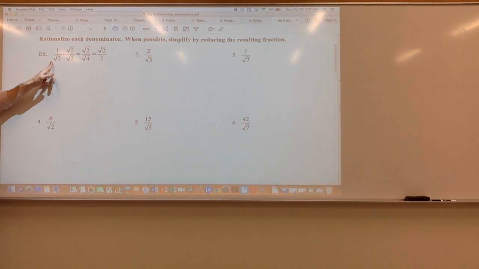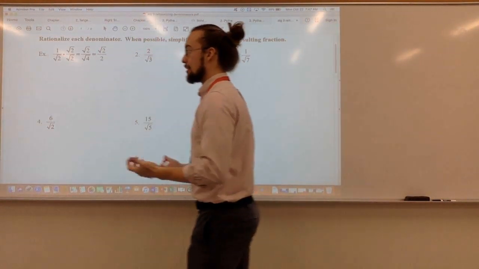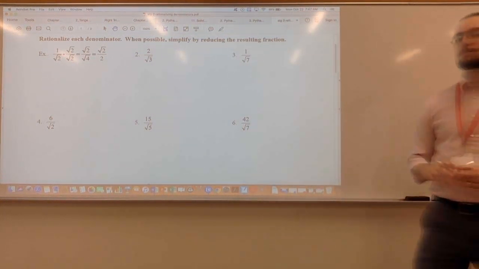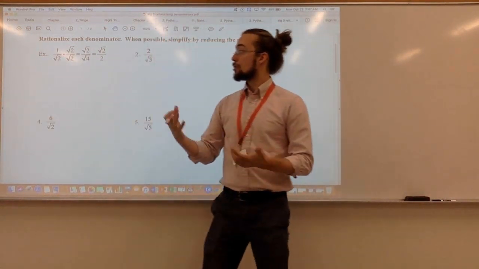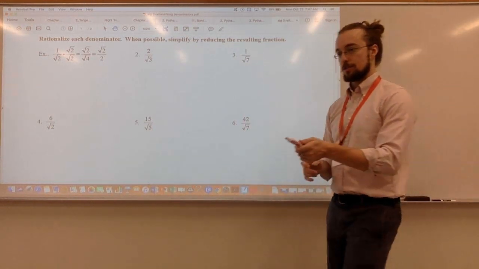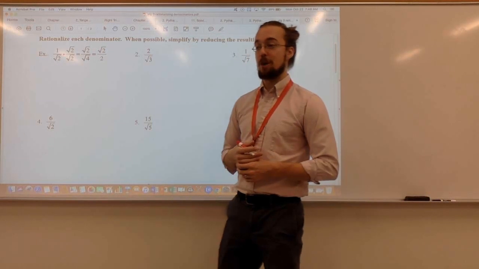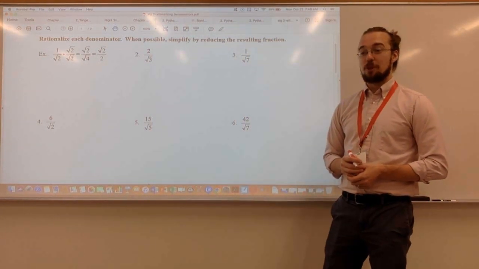And you can put both of these into the calculator. You can say 1 divided by the square root of 2 and get a decimal. Then you can put the square root of 2 over 2 in and get a decimal, and they should be exactly the same. So we just need to first get rid of radicals in the denominator of fractions. The denominator is the bottom. The denominator is the bottom. It's D1 on the bottom.